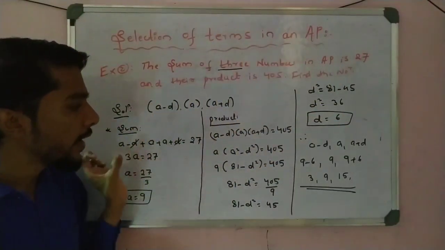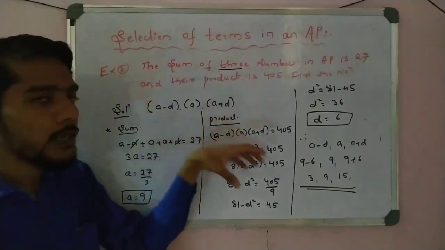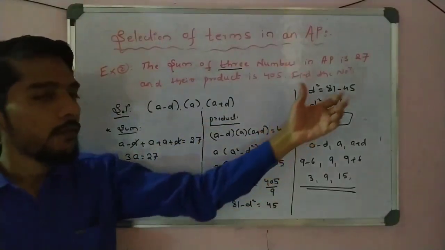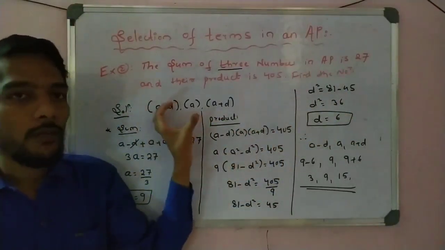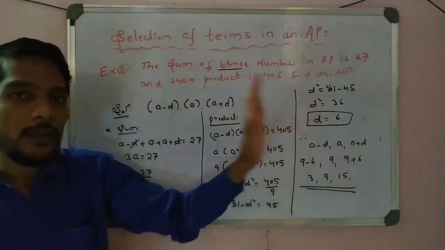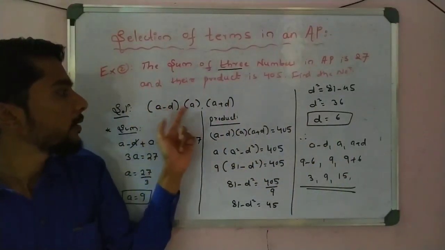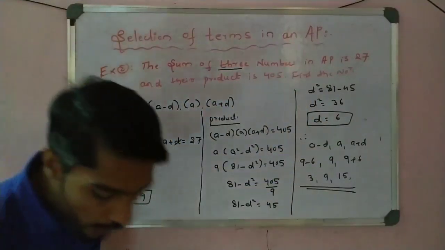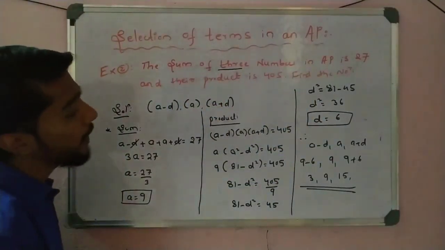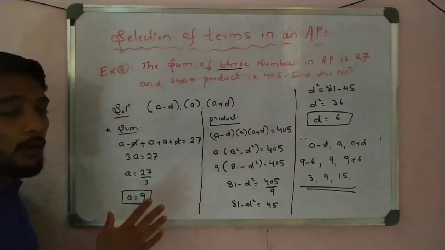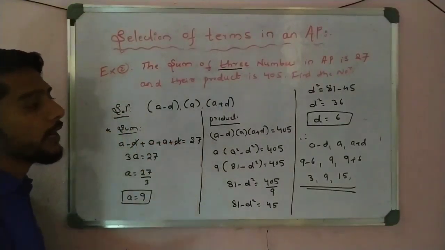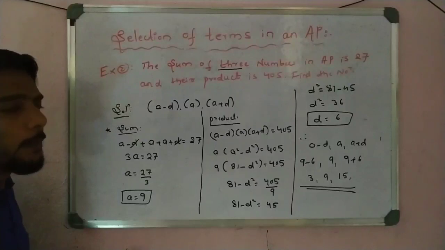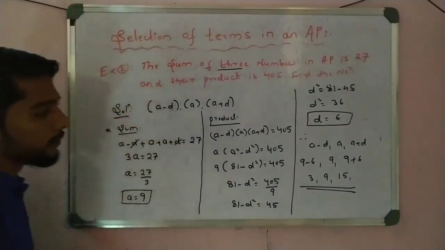With the addition we get the value of a, and that value of a is put in the product, and then we get the value of d. Then the a and d values are put in the first concept of 3 terms, we get the first term minus, middle, plus, and we get the numbers 3, 9, and 15. So all of you got the same answer, I hope. If anyone got a wrong answer, pause the video and write the correct solution. Practice it, very important, right?